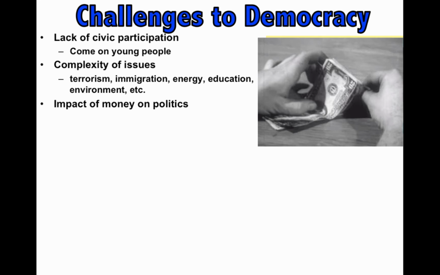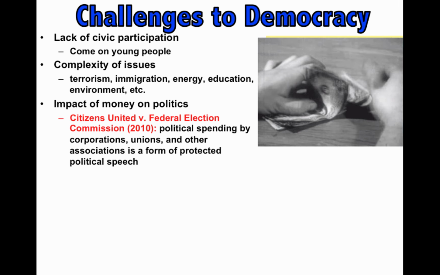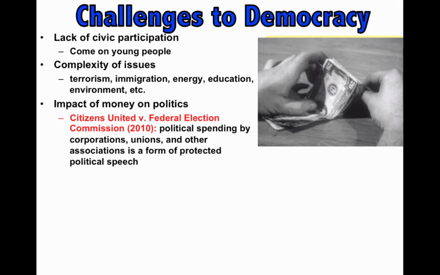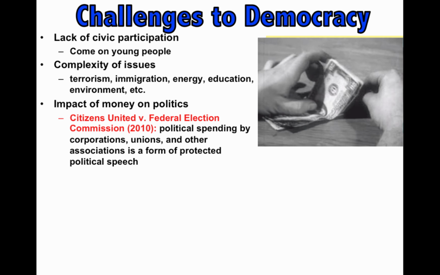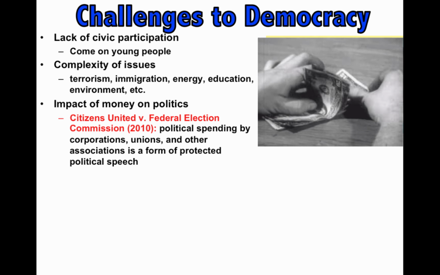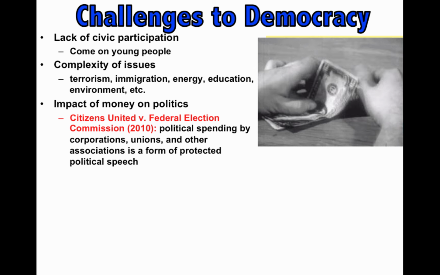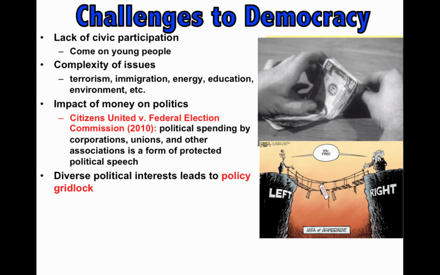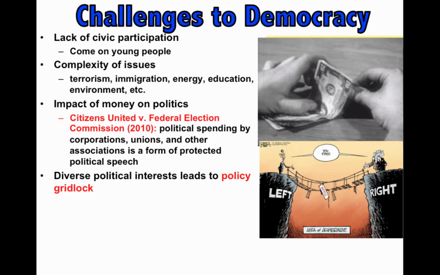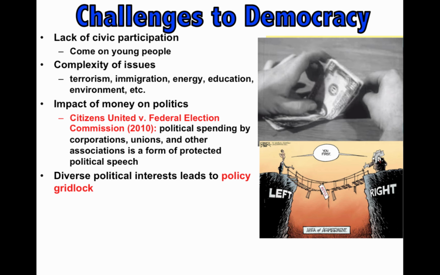The impact of money is a major challenge, especially with Citizens United versus the Federal Election Commission. This is a court case we'll learn about a little bit later, but basically it allowed political spending by corporations, unions, and other associations as a form of protected speech. In other words, campaign spending is going to dramatically increase. You're going to see the formation of PACs, political action committees, spending huge amounts of money. And there are diverse political interests, which oftentimes leads to policy gridlock. You have so many different interest groups trying to influence things, nothing can get done.